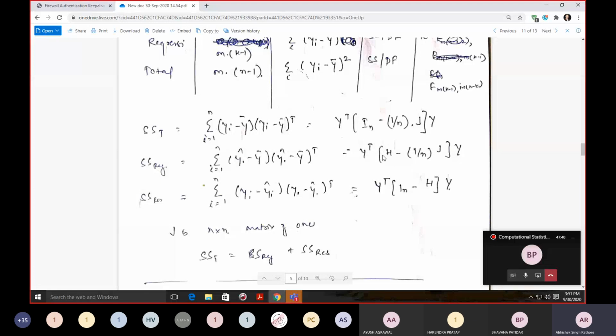SS regression is y transpose into H, where H is x into x transpose x whole inverse into x transpose. So this is your hat matrix, minus 1 by n into the n cross n matrix containing all ones, into y. And SS residual can be written as y transpose into In minus H into y. Again J is the n cross n matrix containing all ones, and SS total is the sum of these values. Fine. Any problem in that?